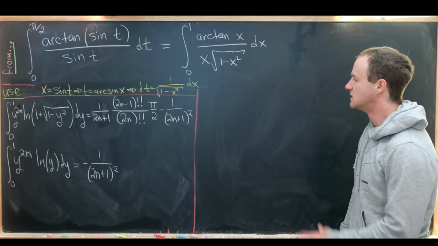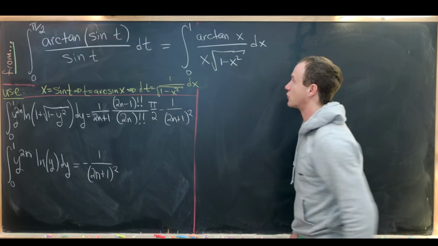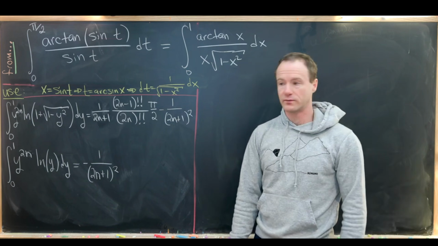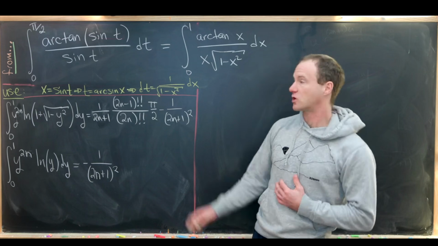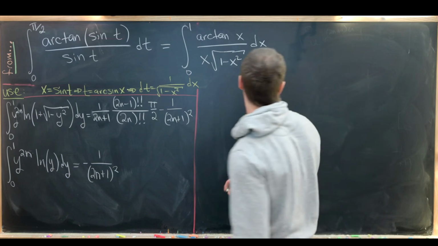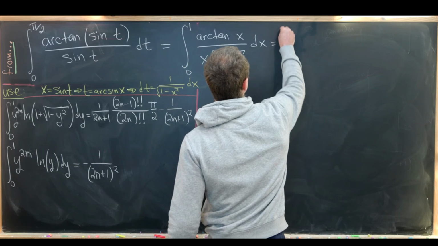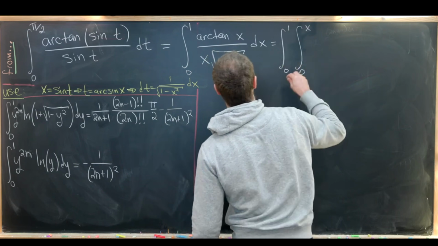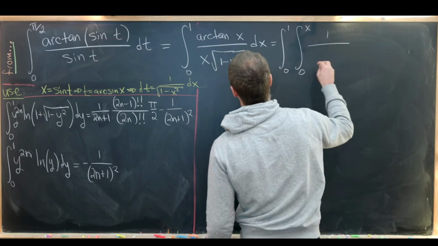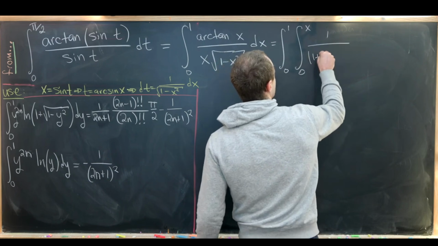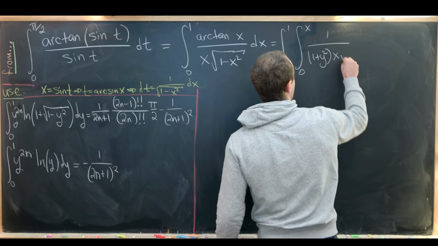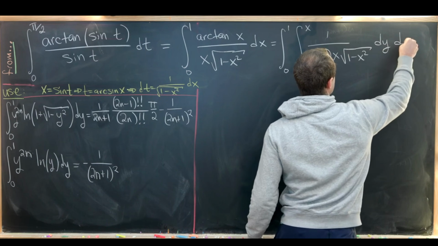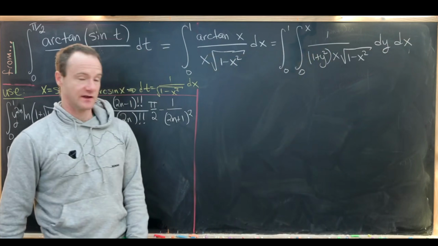Great. Now we'll use the fact that the derivative of the inverse tangent is 1 over 1 plus x squared in order to translate this into a double integral. So I'm going to translate this into the integral from 0 to 1, and then the integral from 0 to x of 1 over 1 plus y squared times x times the square root of 1 minus x squared dy dx. So it's something that looks like that.